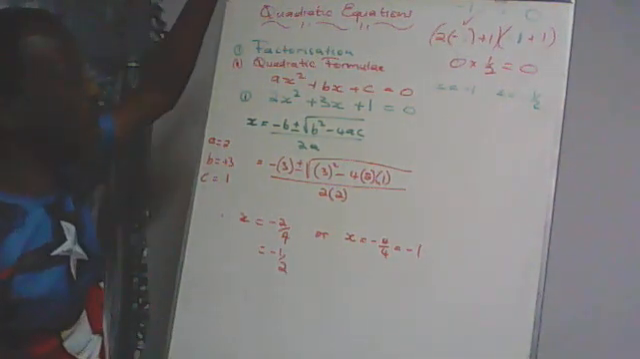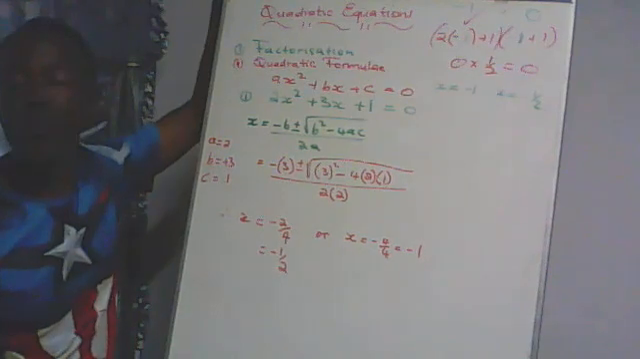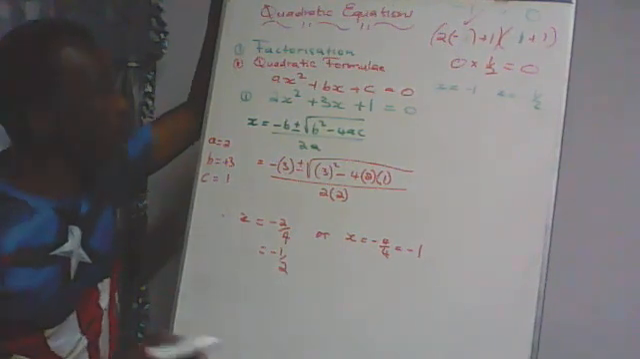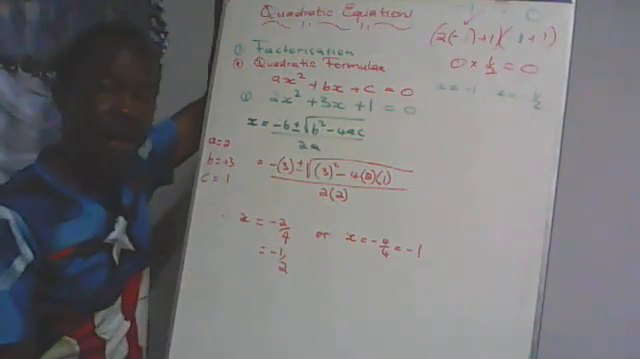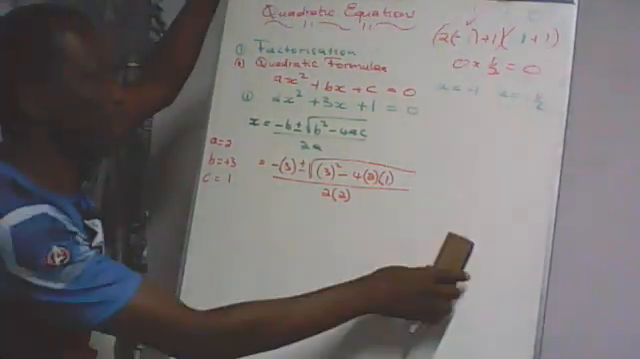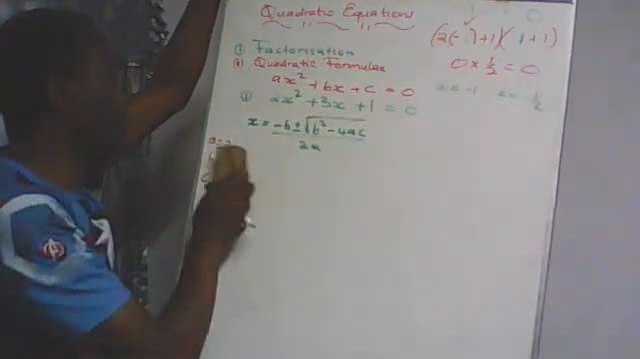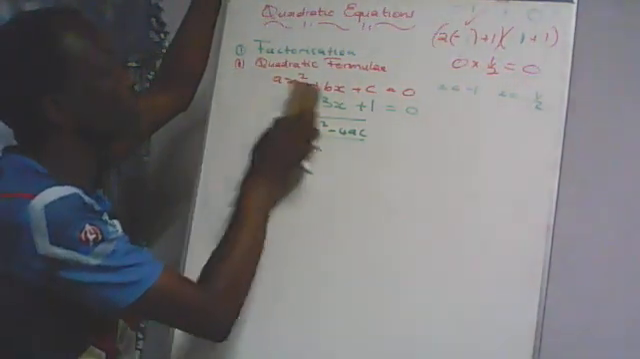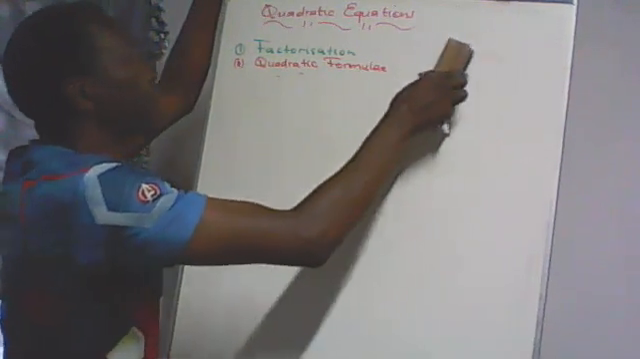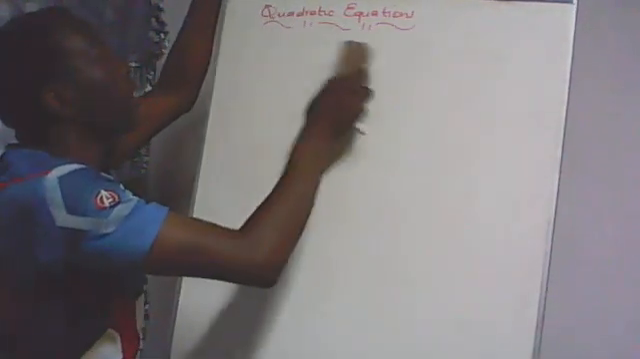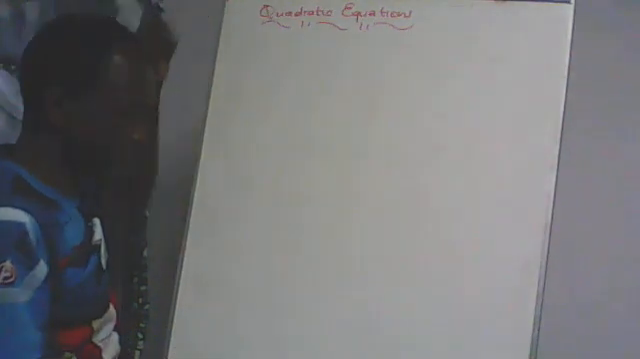Right, now, but how did we get that formula? How did we come to this formula? That is through the use of what is called completing the squares. Let me show you how to do this. Completion of square.